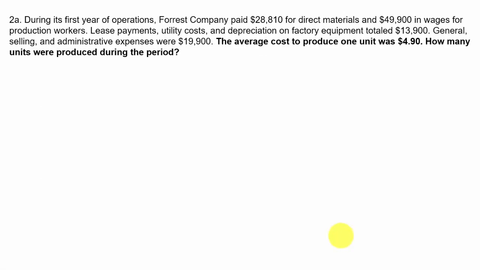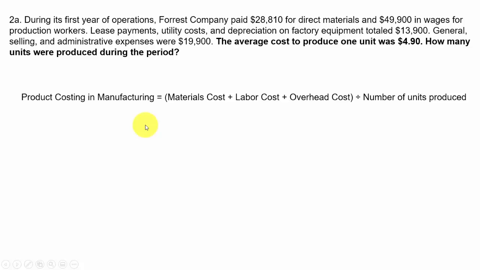Second question. They want to know the average cost to produce 1 unit. They give us that, which is $4.90. They want to know how many units were produced during the period. So if they give us the average cost to produce 1 unit, which is $4.90, how many units were produced?